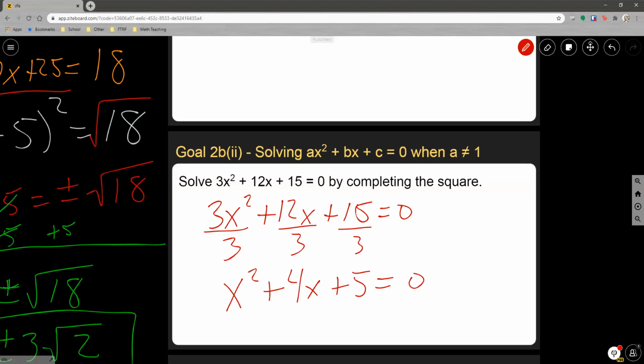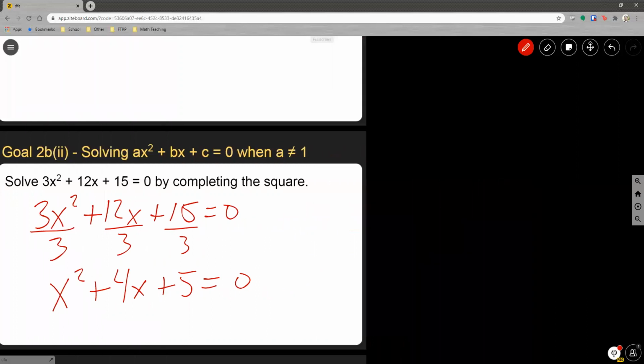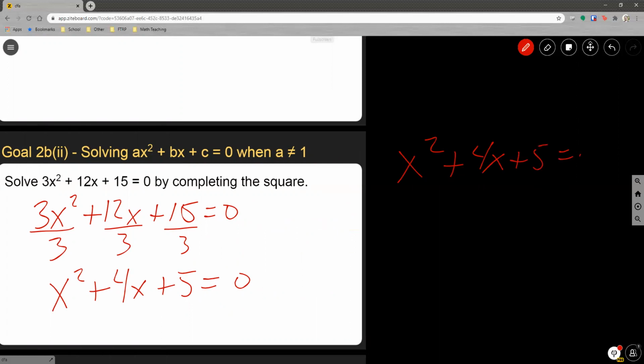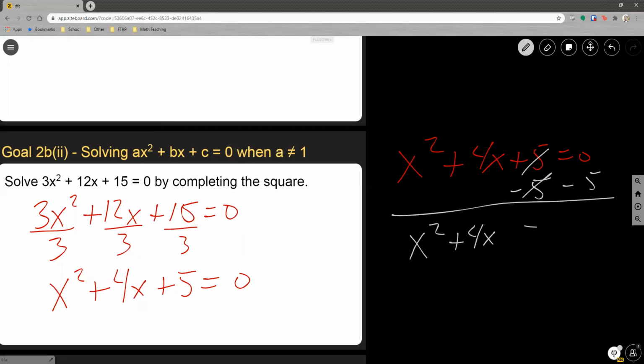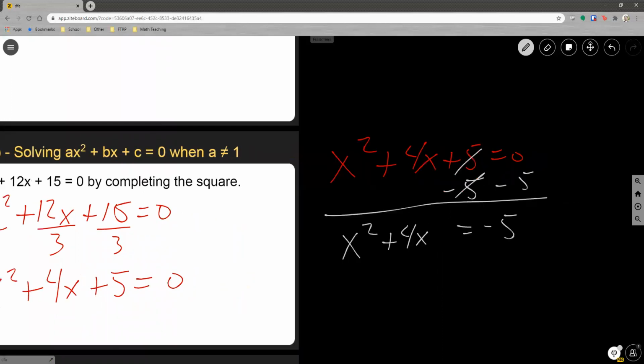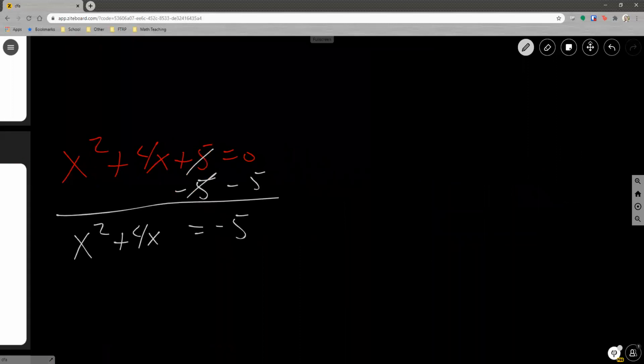Now at that point, things become a lot easier to deal with. We can address this problem in the same exact way. x squared plus 4x plus 5 equals 0. So I'm going to do an inverse operation. I'm going to move my 5 from the left to the right. And I'm left with x squared plus 4x equals negative 5. Well, I can finish this out quickly. I want to complete the square.